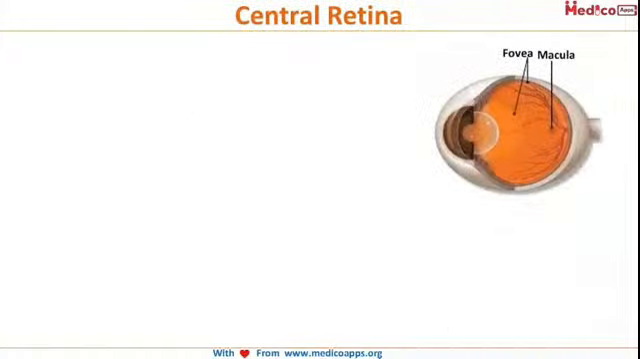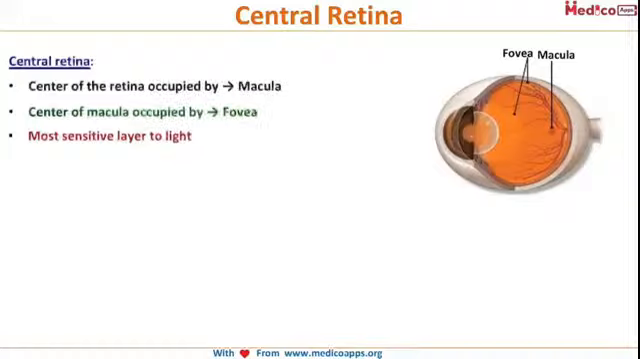Now we will see what the central retina is made up of. The center of the retina is occupied by the macula. Okay, this region is the macula, all of this, and the center of the macula is our fovea. This fovea is the most sensitive to light in the entire eye. The fovea is the most sensitive part to light.